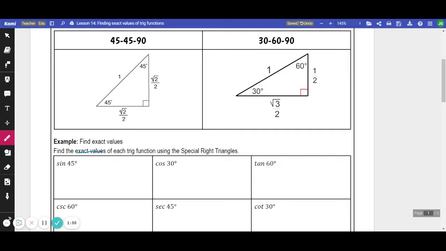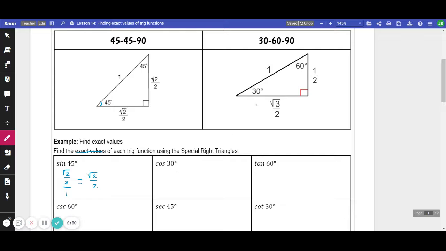There's a tiny bit of trig in this, and most of this assignment is simplifying, rationalizing, dividing fractions. So that tends to actually be the toughest part for people. So we're going to start with sine 45. So pick one of the 45s. It doesn't matter. Sine is opposite, which is root 2 over 2, divided by hypotenuse, which is 1. Dividing by 1 doesn't change anything, so that's just root 2 over 2.